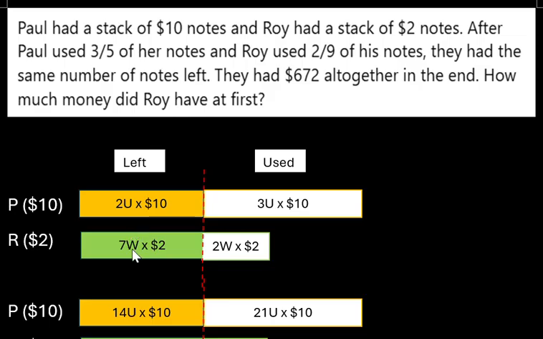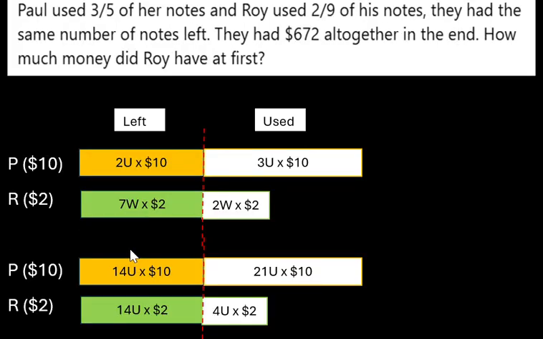For this type of question, all you need to do is make sure that these two numbers are the same, because they tell you the number of notes is the same at the end. So you need to make the number of units the same. The easiest is to choose 14. 2 times 7 gives me 14, and 7 times 2 also gives me 14.